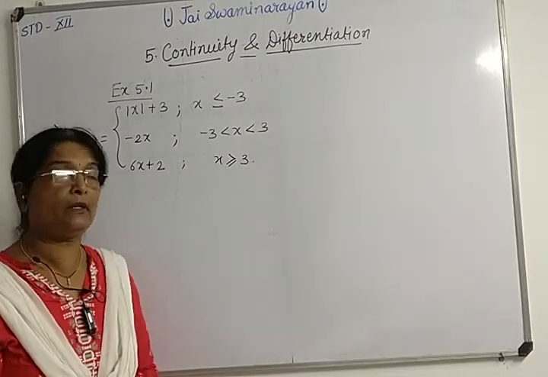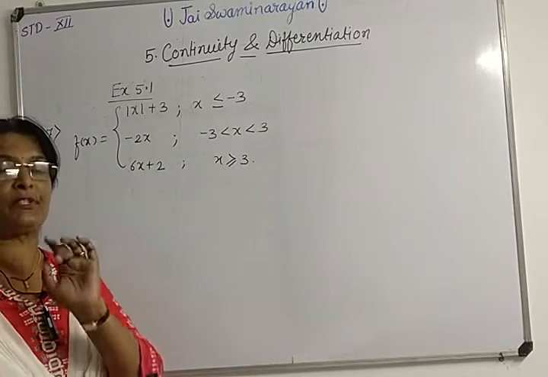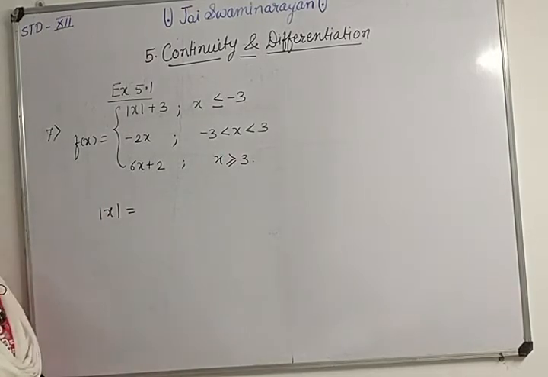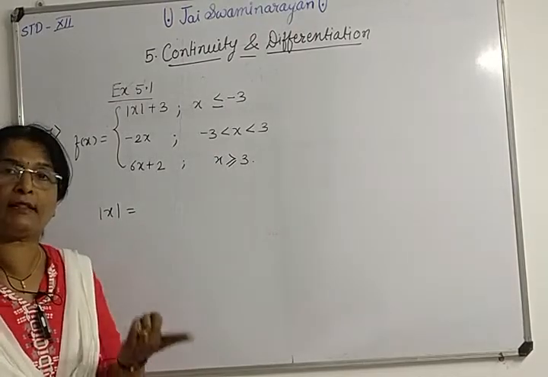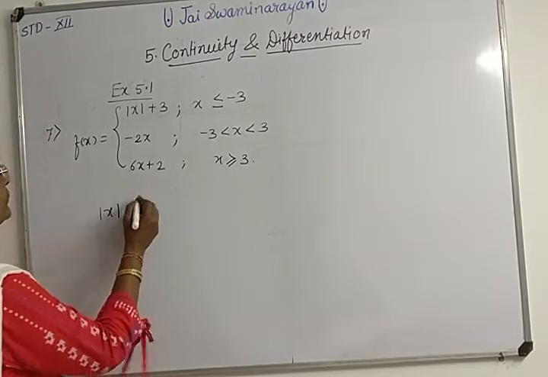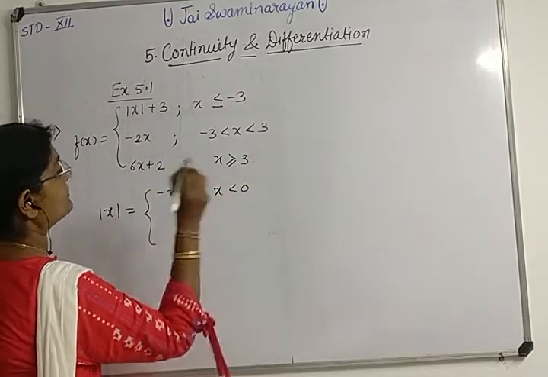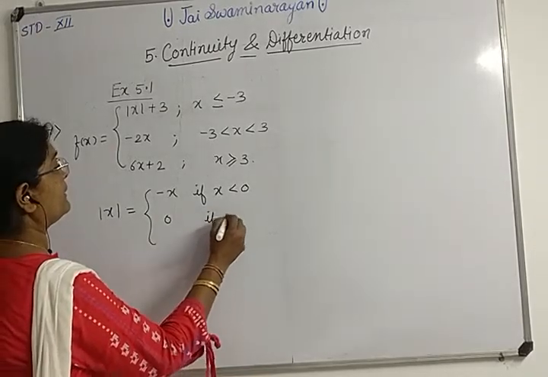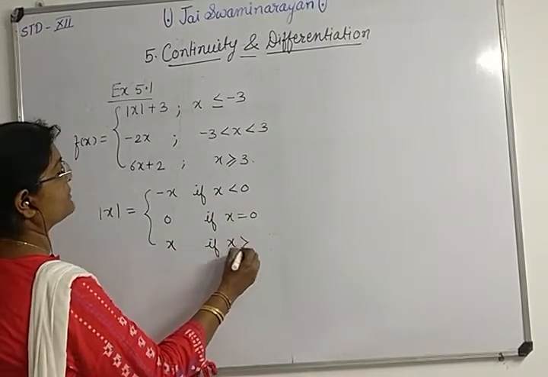Now first function is a modulus function. Let me explain the modulus function. What does mod x mean? The value inside mod is always positive, so when we remove the modulus sign, two signs come, one plus and the other minus. So this equal to minus x if x is less than 0, this equal to 0 if x equal to 0, and this equal to x if x is greater than 0.